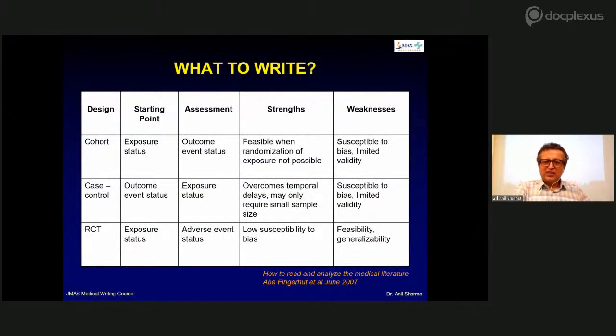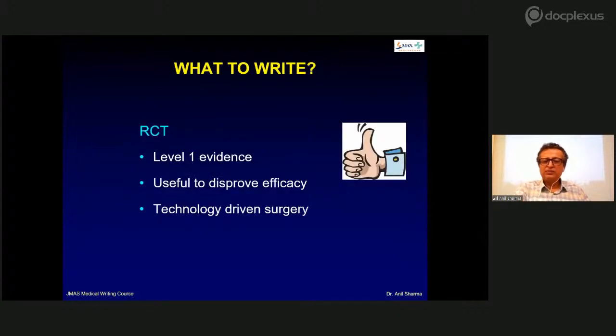Now, this is just a slide to tell you that as far as the cohort and the case control studies are concerned, they are susceptible to bias. And so they have limited validity for the simple reason that you don't have a randomized control group to compare your treatment results with. And that is why the randomized control trials are thought to be feasible and generalizable.